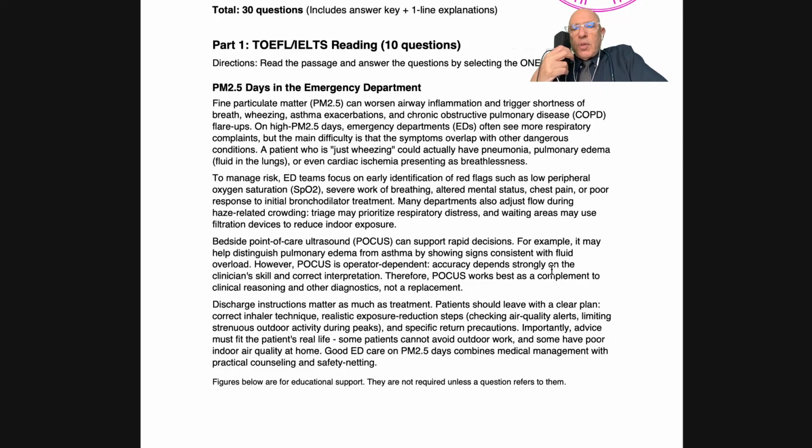Importantly, advice must fit the patient's real life. Some patients cannot avoid outdoor work, and some have poor indoor quality at home. Good ED care on PM 2.5 days combines medical management with practical counseling and safety netting.